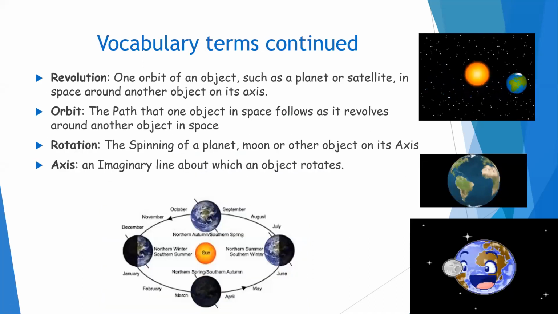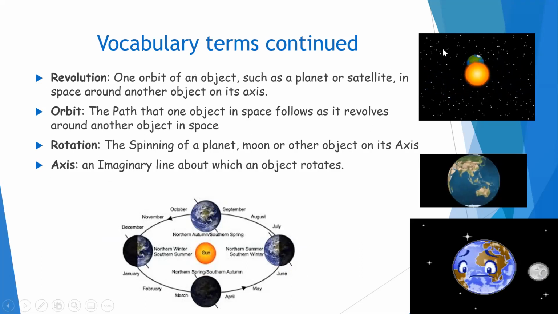Some other vocabulary terms we need to know are revolution, which is one orbit of an object, such as a planet or satellite in space, around another object. For example, the Earth is revolving around the sun. Once the Earth does a complete circle around the sun, that is known as a revolution. Now we have the word orbit, the path that one object in space follows as it revolves around another object.